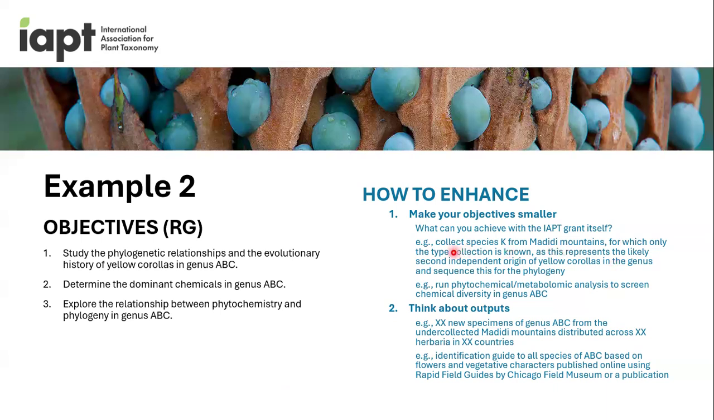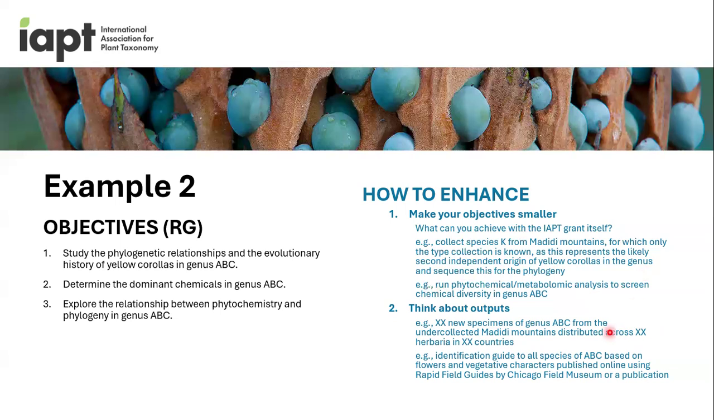So perhaps as an example of practice, think: what can you achieve with an IAPT grant itself? In this example, one way of doing it is you're going to argue that you need to collect species K, it's the name, not the herbarium acronym. You need to collect the species K from Madidi Mountains, and the species is only known from the type, so we know it has yellow corollas, and it represents a second independent lineage of yellow corolla. So you want to sample it. It's important. And the only way to understand it is to collect it in the field. Fantastic. So you're applying for the money for the field work to gain this one piece of knowledge.